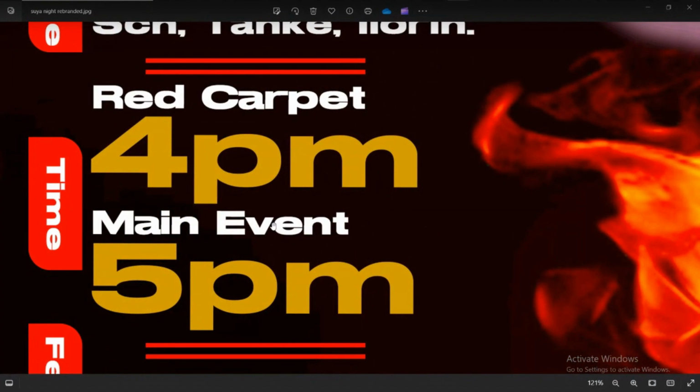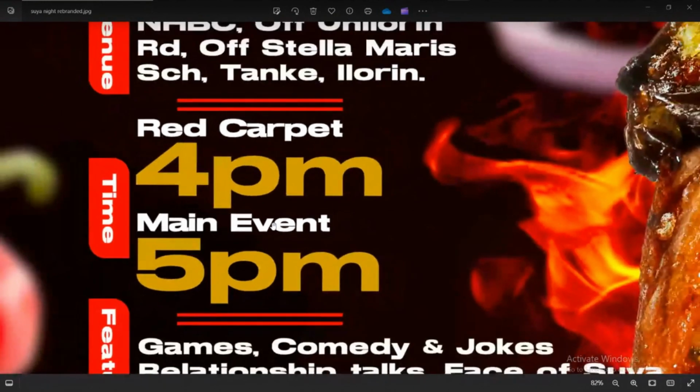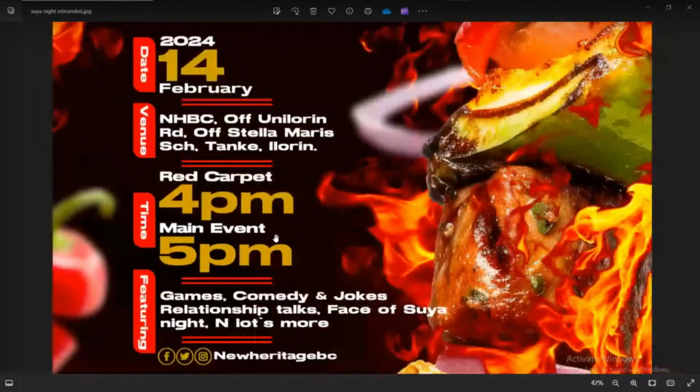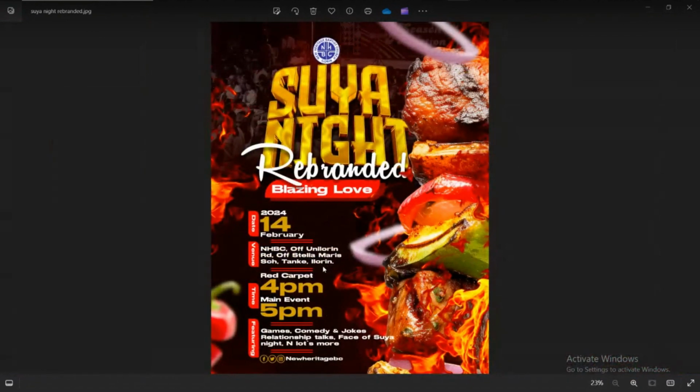Now I can always say red carpet 4 p.m. that will have the same size with the red carpet, but it might actually not show how serious I am with that 4 p.m. So anybody that is seeing that 4 p.m. and another person is coming by 6 o'clock, you say, did you not see the flyer, that 4 p.m. is the red carpet? So it's just like you're trying to show that, okay, this one is important. Do you understand? So when we talk about hierarchy, it means that everything cannot take the same size.